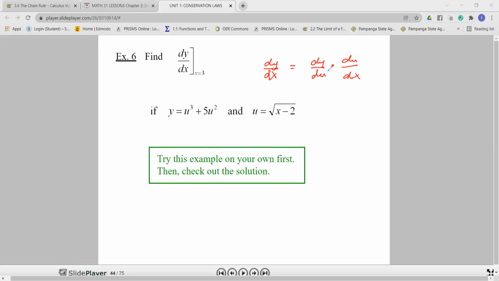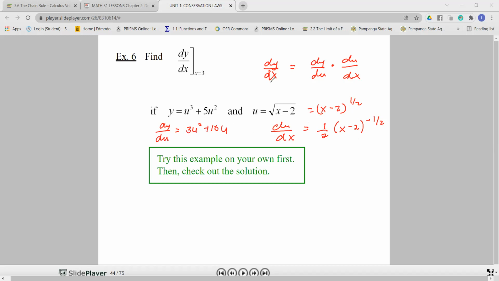So, dy over du, the derivative of this one, will be 3u squared plus 10u. And for u, the derivative, du over dx, is equal to what? This is the same as x minus 2 raised to 1/2. So that will become 1/2 x minus 2, raised to 1/2 minus 1, which is negative 1/2, times the derivative of x minus 2. That's the chain rule again. Since the derivative of x minus 2 is 1, it just looks like this.